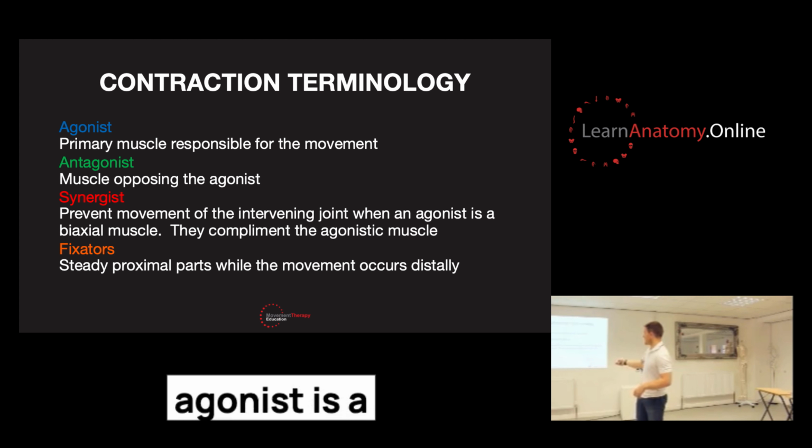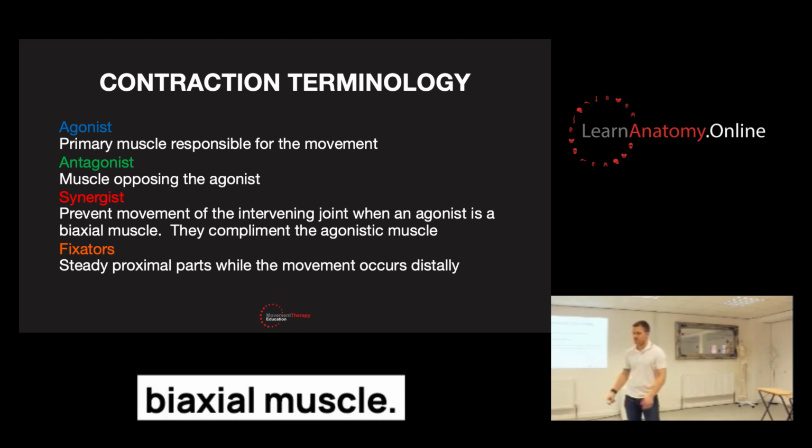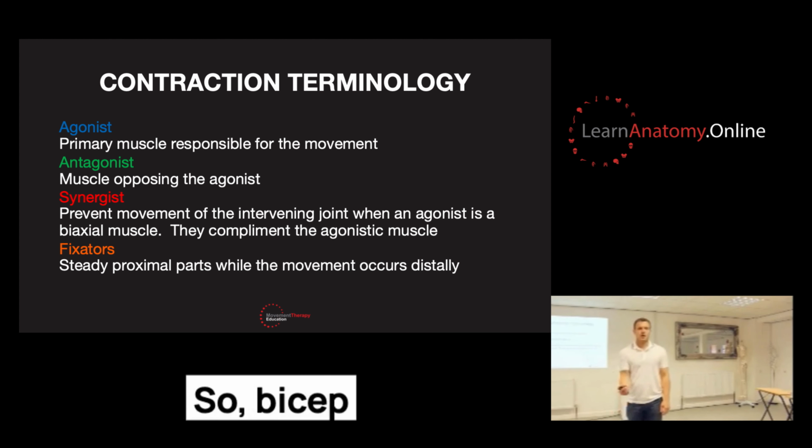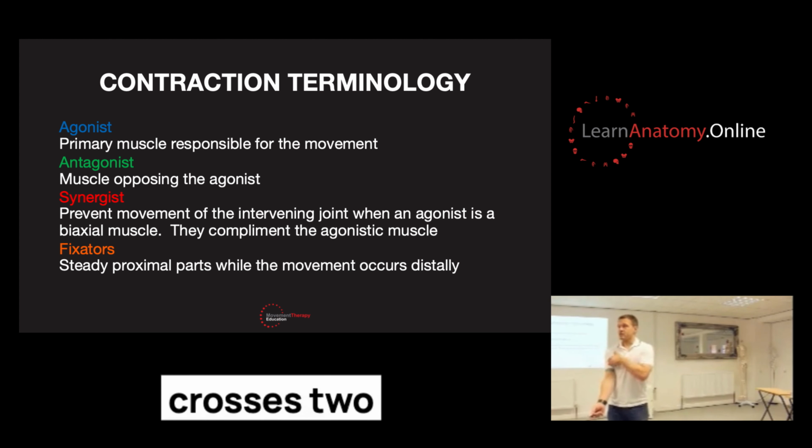You then have synergists. These prevent movement of the intervening joint when an agonist is a biaxial muscle. Okay, what the heck does that mean? So, the bicep crosses two joints. It crosses my shoulder and it crosses my elbow. So if I lift a weight here, then this part of my bicep is going to get shorter. If this part of it isn't stable, then my shoulder's going to drop. So my shoulder needs to be stabilised by a whole bunch of other muscles to keep this in place, so that then my arm can lift from the elbow.